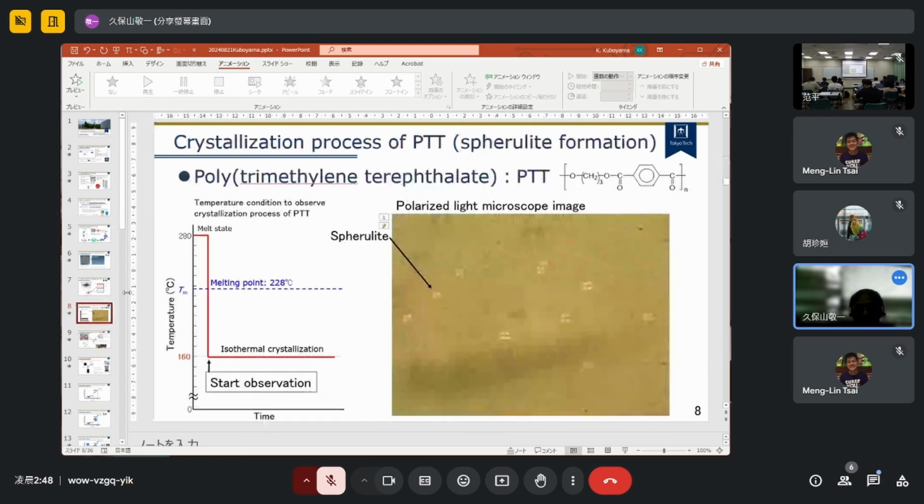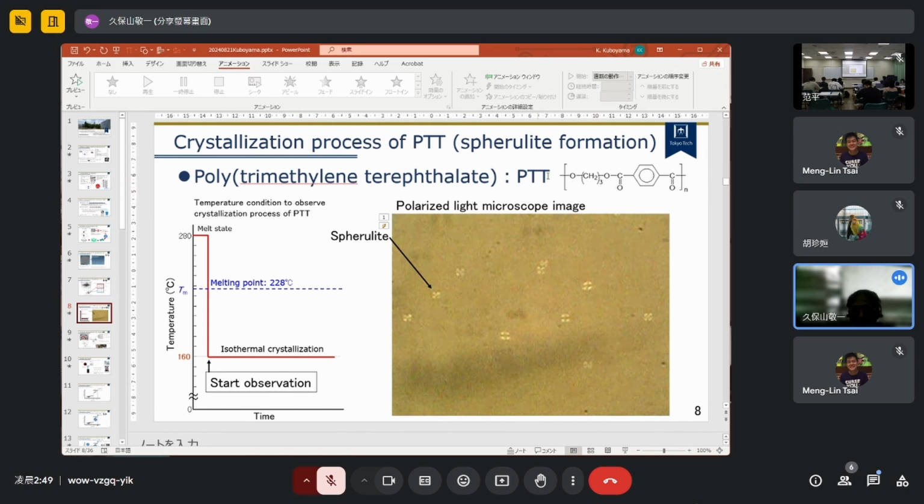So I'd like to show you the crystallization process of the melt polymer. At first, I'd like to show you the case of polyethylene, but I don't have the movie of the crystallization process of polyethylene. So I'll show you the case of PTT, polytrimethylene terephthalate. That is very similar to polyethylene terephthalate.